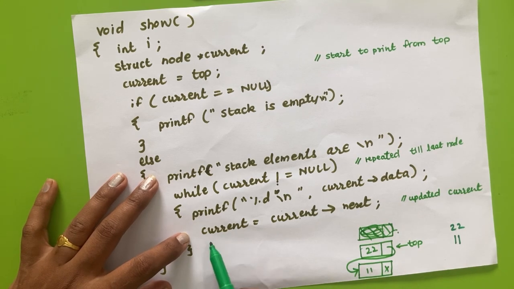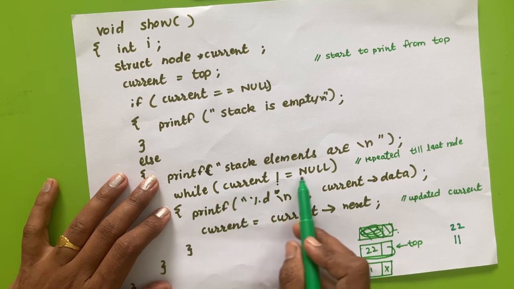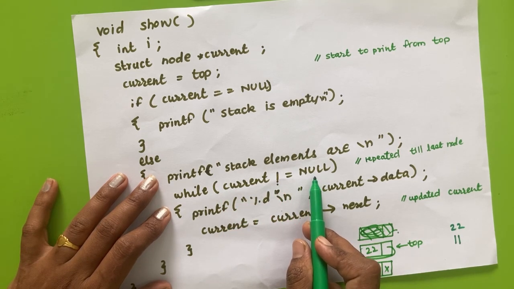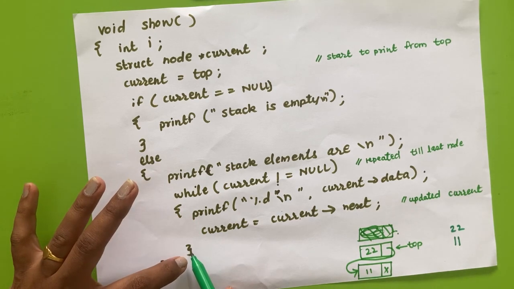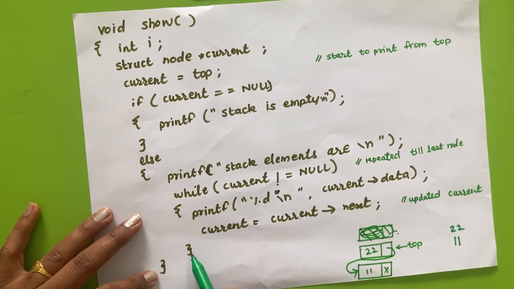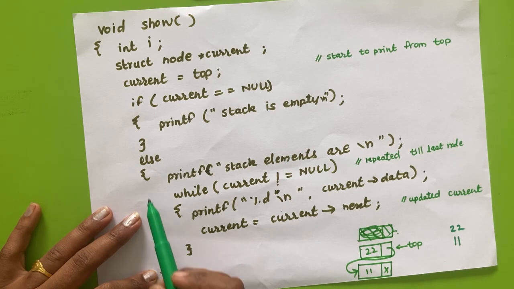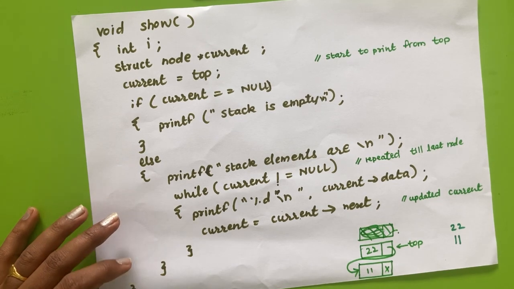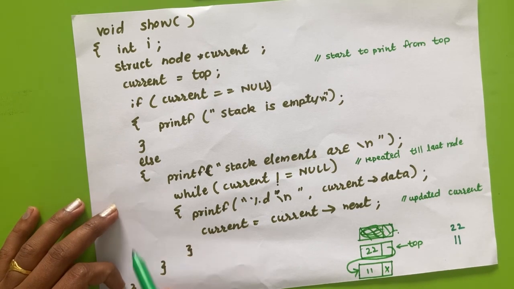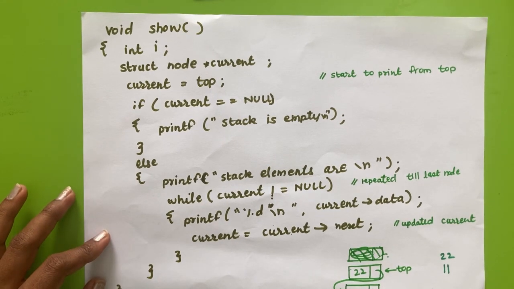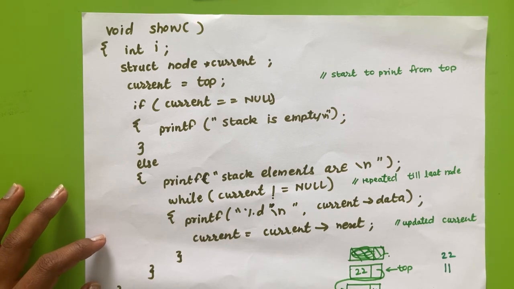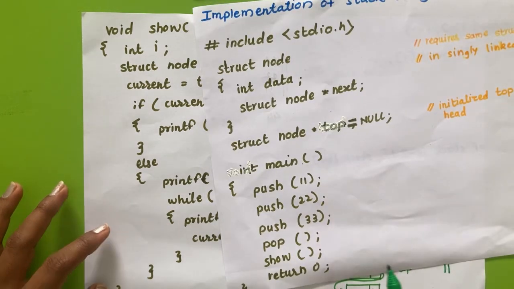Now the value of current is null, so it will again check the condition current not equal to null, but the value of current is now null, so it will move out of this loop. After the loop we don't have any statement to print, so the else part will be completed. After else we don't have any statement to execute, so the show function is completed and it will return back to the main function.